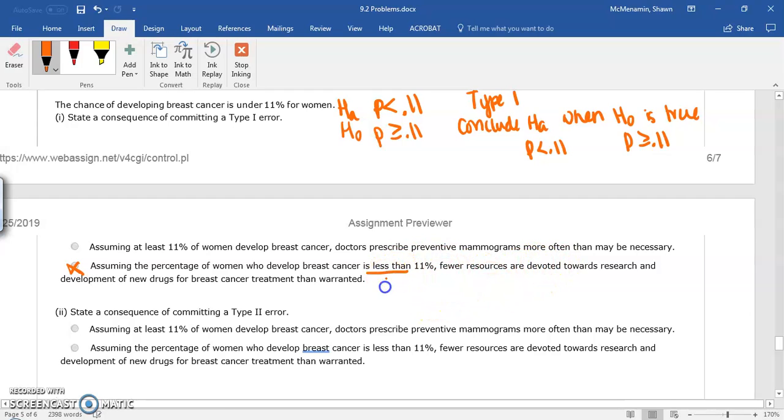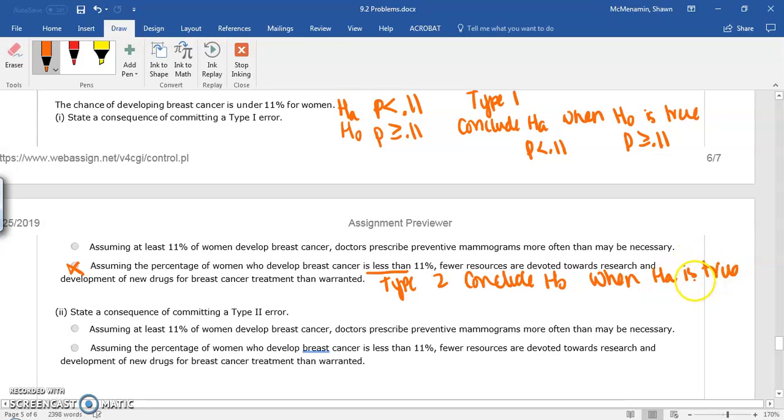A type 2 error would be to conclude H naught when HA is true. And the more correct language would be to fail to reject the null when the null is false.